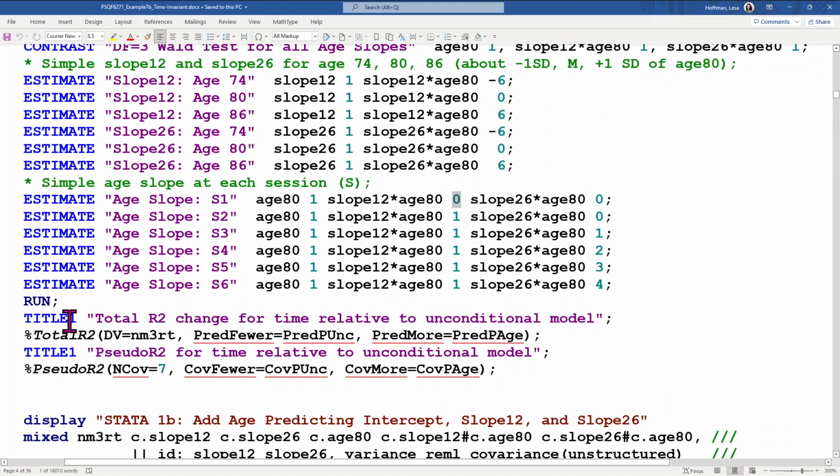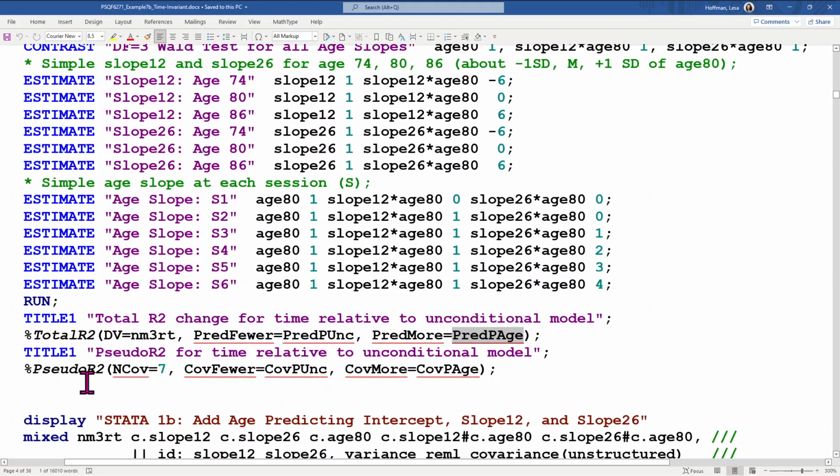Last but not least in the SAS code, I wrote a macro that does total R square. The input to the macro is it wants to know what the outcome variable is, it wants to know what the data set is that contains the nested model, and it wants to know the data set of the augmented model. So I'm asking for a total R square relative to the unconditional model for the effects of adding age.